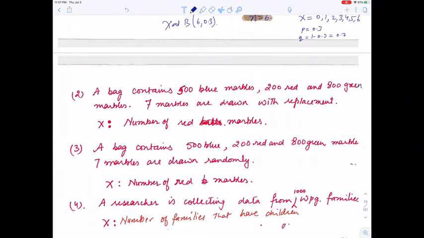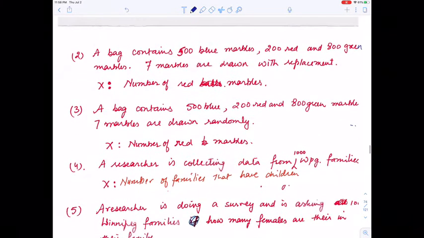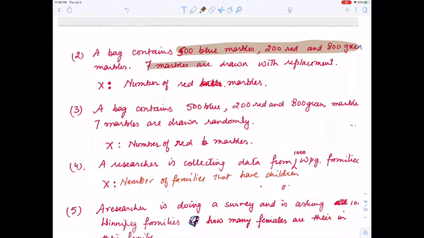Take a couple of minutes, pause the video, and then check this one. If you've tried it, then you can look at this explanation. What is given to us is there are 1,500 balls, which are blue, red, and green. There are marbles. 7 marbles are drawn with replacement, so we are replacing them. That means they're independent draws. X is the number of red marbles.